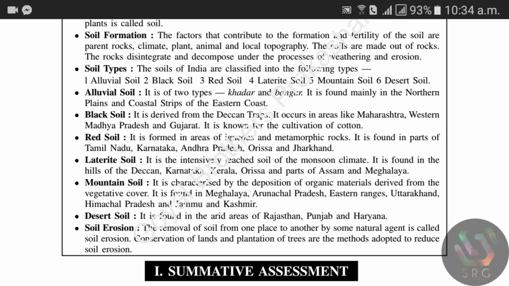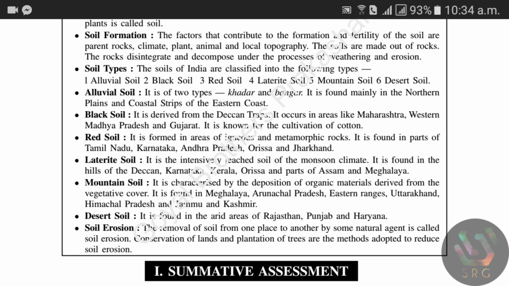Black soil. Sorry. It is derived from the Deccan Traps. It occurs in areas like Maharashtra, Western Madhya Pradesh, and Gujarat. It is known for cultivation of cotton. Red soil is formed in areas of igneous and metamorphic rocks. It is found in parts of Tamil Nadu, Karnataka, Andhra Pradesh, Odisha, and Jharkhand.